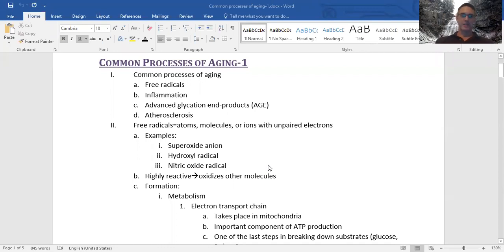Okay, in this lecture, we get to talk about common processes of aging. There are enough of these, and I think it takes enough time, that I split it into two parts, with the second part being covered during the second week of the class. And so today, the parts we're going to talk about here are free radicals, inflammation, advanced glycation end products, a really fancy name there, and then atherosclerosis.